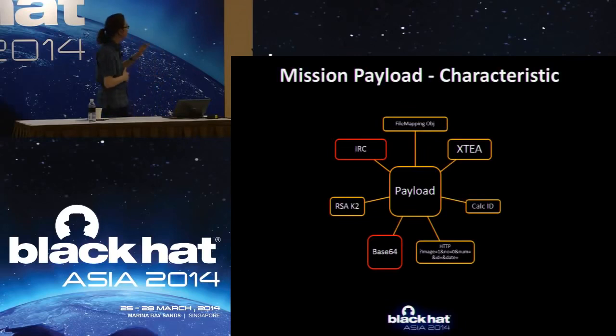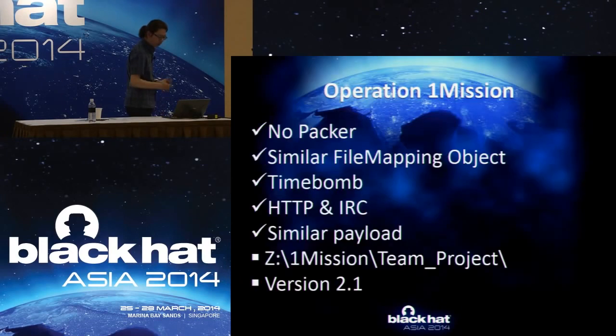Characteristics. There are two new parts in this operation mission, except the file mapping object, calculate ID, and HTTP protocol. They're using IRC channel, base64, and the RSA key changed to key 2. And the string encryption uses XT. It's still not the end.